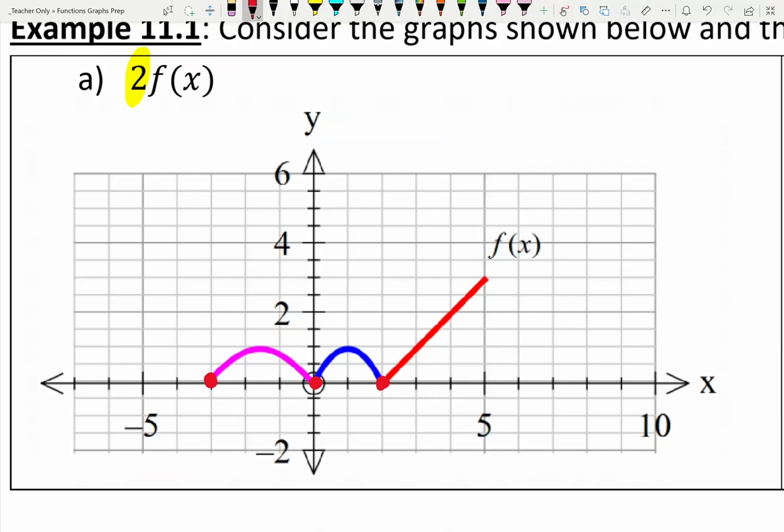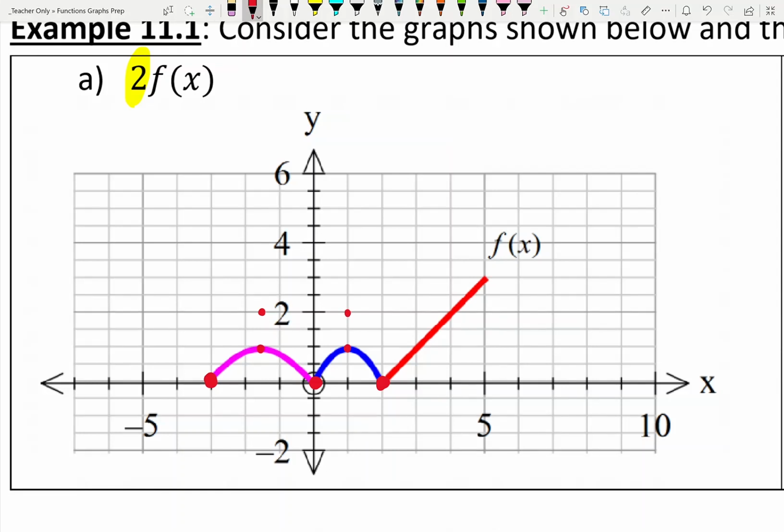The reason for that is 2 times the value of the function is what we're graphing. If the value of the function is 0, then 2 times 0 is 0. Then we look for our critical points, such as this maximum here at -1.5, 1. The value of that increases by a factor of 2 to 2. Same with the next one. We've got a maximum at 1, 1. The value of the function at x equals 1 doubles to 2 as well.